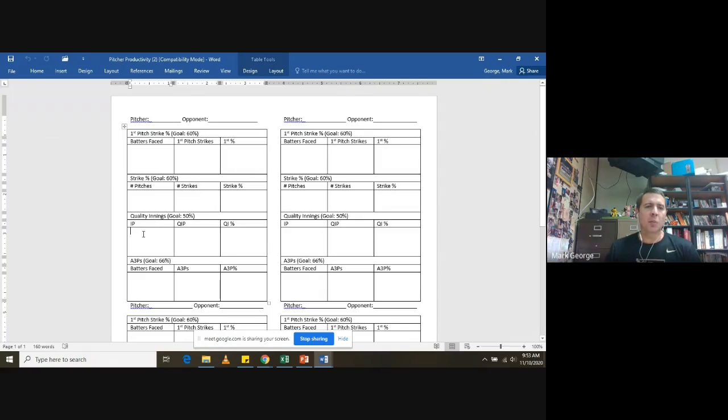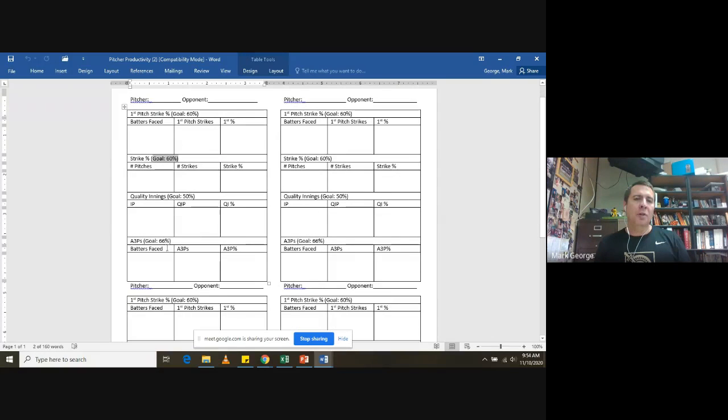Quality innings. This is more of a team statistic. So our goal is to have 50% quality innings. Well, what is a quality inning? A quality inning is going to be an inning that is either a 1-2-3 inning, or a pitcher gets out of the inning in 13 pitches. If a pitcher's focus is to get a quality inning, then they're going to be able to go much further into the game, like the 5th, the 6th, the 7th inning, if they're doubling up on quality innings. Well, how do they have a quality inning? Well, number 1, they have to have a first pitch strike. Number 2, they have to have a strike percentage that's greater than 60%.